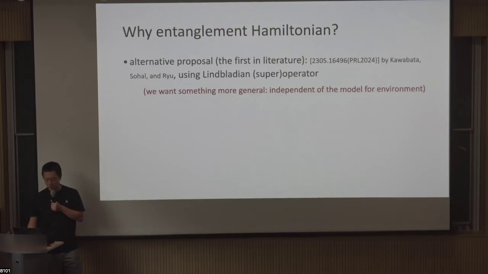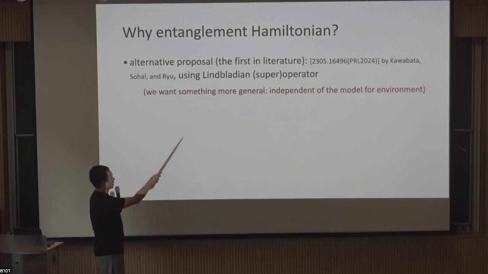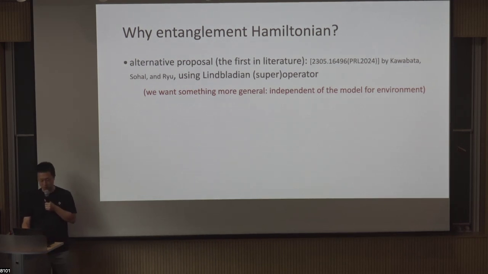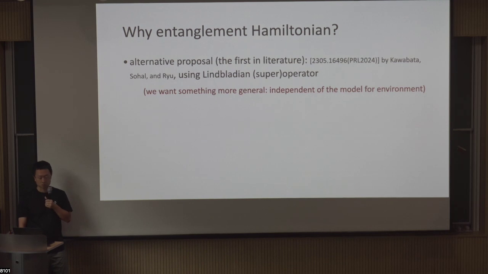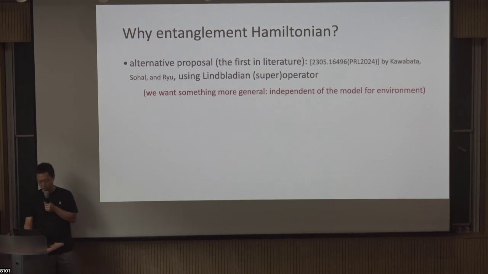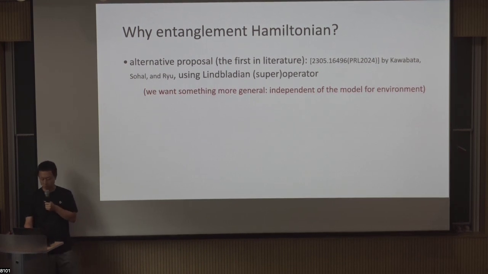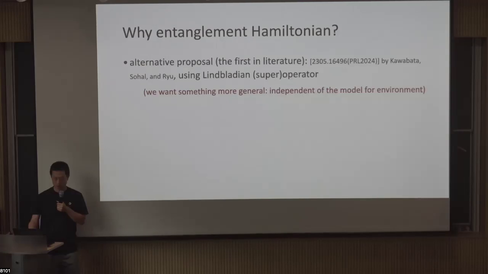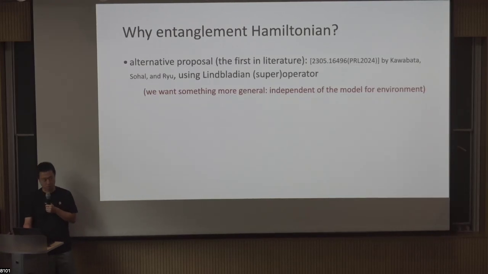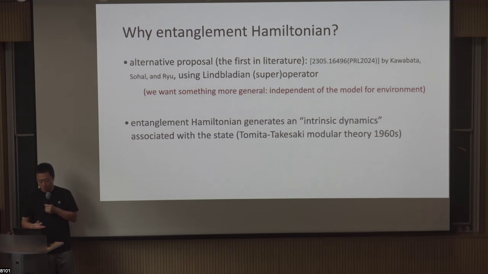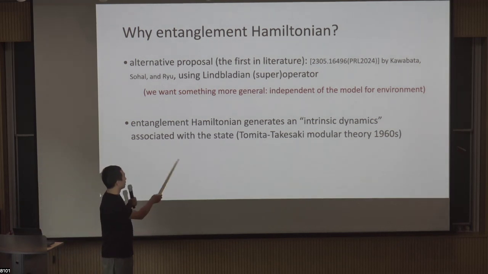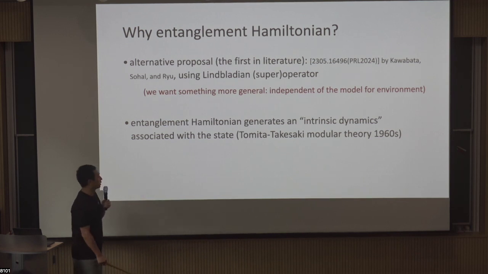I'm motivated by their paper, but while reading it, I found I'm not satisfied by the proposal, because I want something more general. I want something independent of the modeling of the environment, since as far as I understand, the anomaly is about the Hilbert space and the symmetry, so it shouldn't assume too much about the environment. So that's my motivation. The entanglement Hamiltonian definition is completely general. Just hand me any density matrix, I take a log.